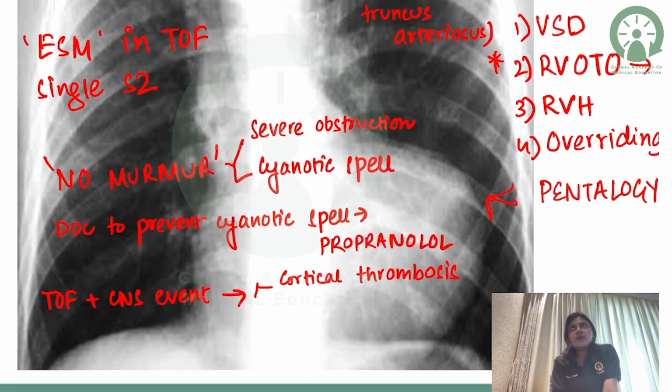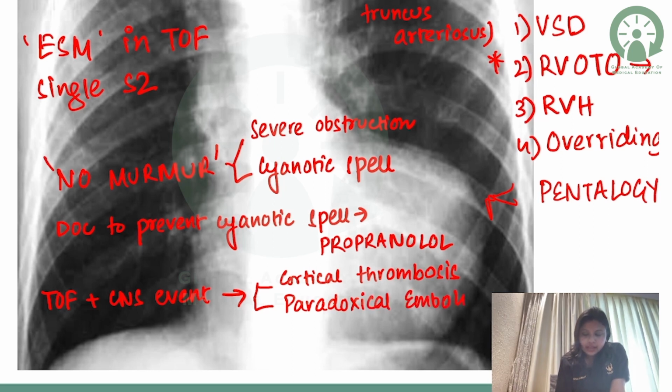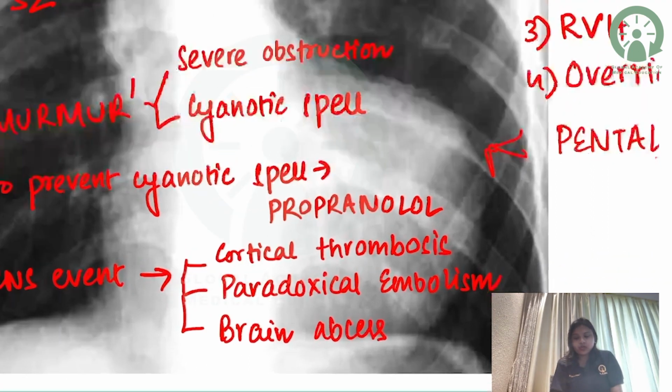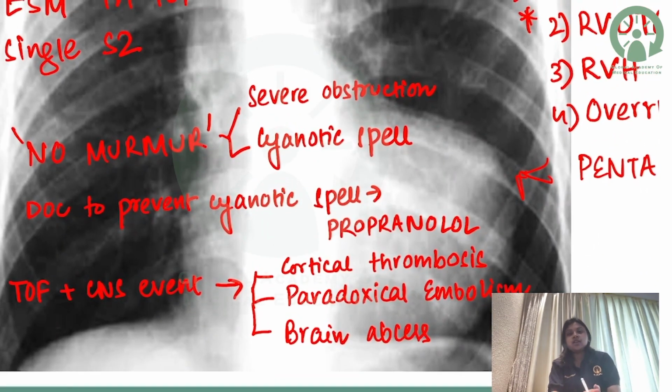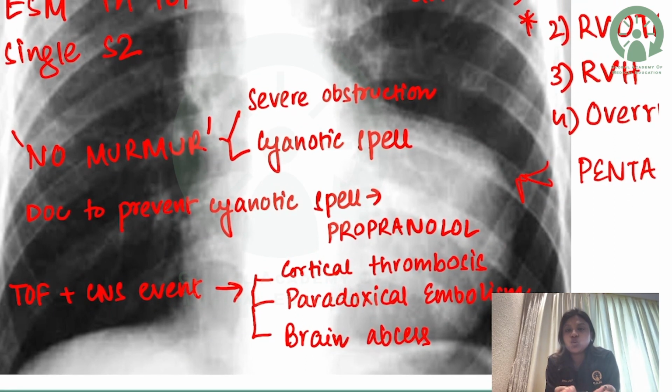Why does thrombosis occur? Because in TOF there is polycythemia. It results in hyperviscosity, and hyperviscosity with polycythemia will result in formation of thrombus, and there is a chance of paradoxical embolism. And the third one is brain abscess. Now, if I'm talking about brain abscess, one thing very commonly asked is that in TOF with brain abscess, which lobe is affected? The answer will be parietal lobe.